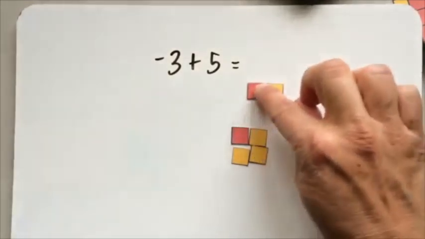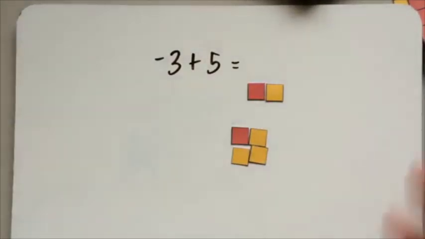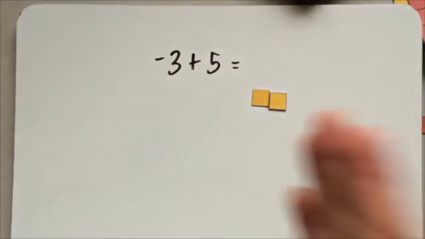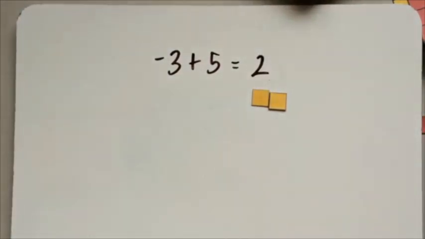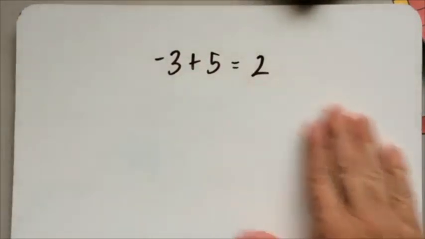All right, so I have another pair, 1 positive, 1 negative. Together, they eliminate each other. They're nothing. Another one, 1 positive, 1 negative. Together, they eliminate each other. They're nothing. I'm left with just positives. So that is my answer, +2, right? All right, let's do another one.